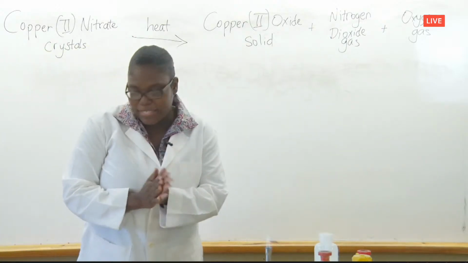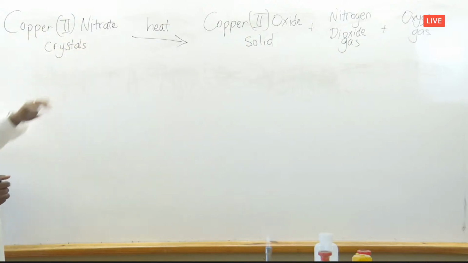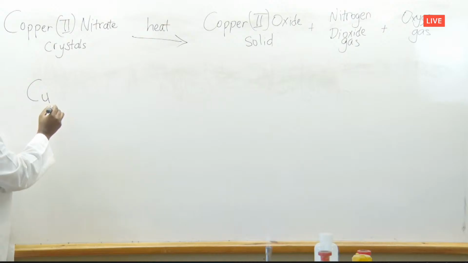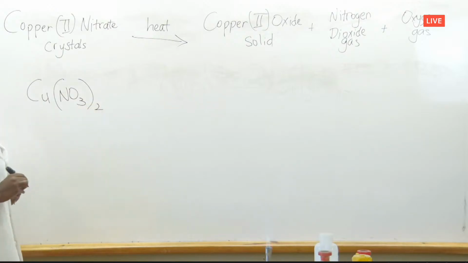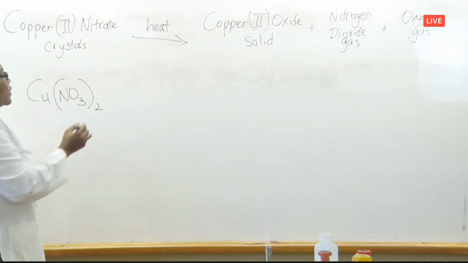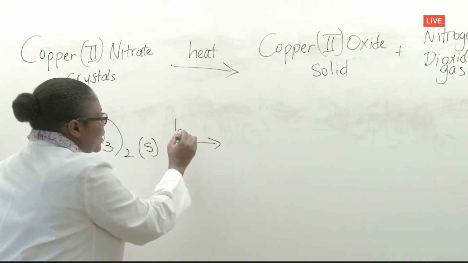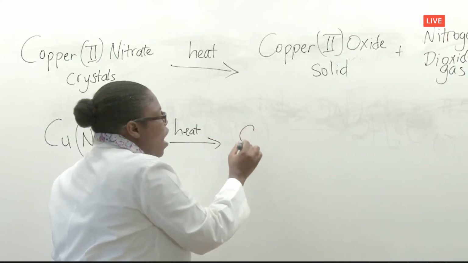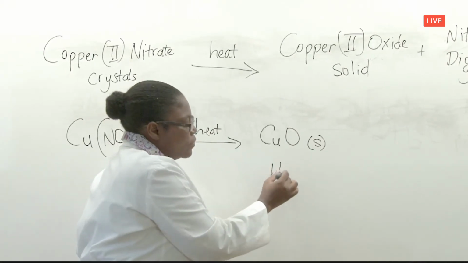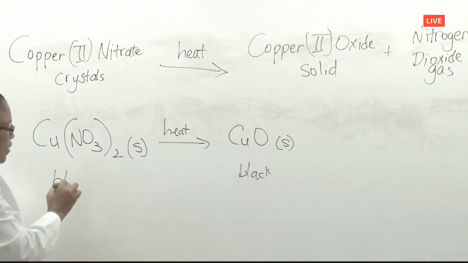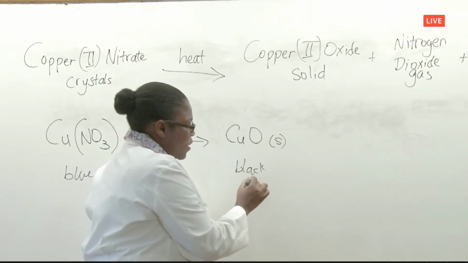Right. So let us balance our final equation. Write it and balance it. Copper 2 nitrate: Cu(NO3)2. That's copper 2 nitrate's formula, crystals. We heated it, and we got copper 2 oxide, CuO, and that was solid. That was the black solid. So we started out with blue crystals, and we got a black powder.